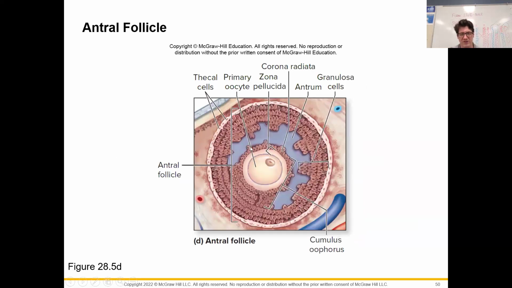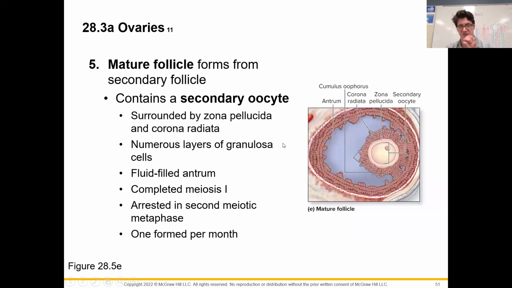Then we form our antral follicles. So primary, secondary, antral. The antral follicles are now going to have this special growth of these sort of granulosa cells around the outside, which we're going to call the corona radiata. So corona means crown, radiata means radiant. So we're going to have basically this crown around our primary oocyte here in the center. And then the special fluid, which we did not have before, we are going to call the antrum. That's why we can call it the antral follicle.